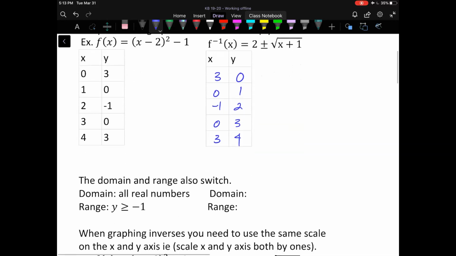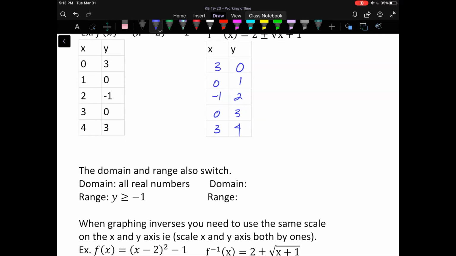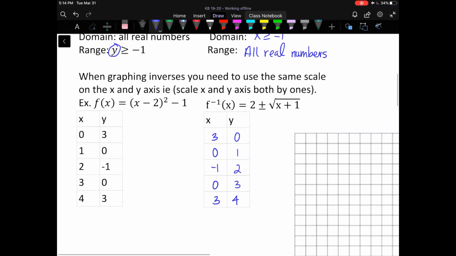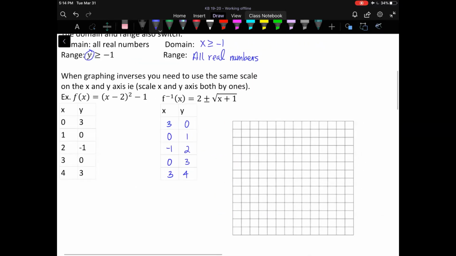Alright, and so not only do the points flip-flop, so do the domain and range. So I have the domain and range already listed for the quadratic. We ought to know that it's always all real numbers for the domain, and so that will become the range of our inverse. Then the range of our original equation becomes the domain of our inverse. And if you notice, a lot of times there is confusion. We're going from y to x, and so make sure that you change that to an x for the domain. Alright, so now let's take a look at graphing these.